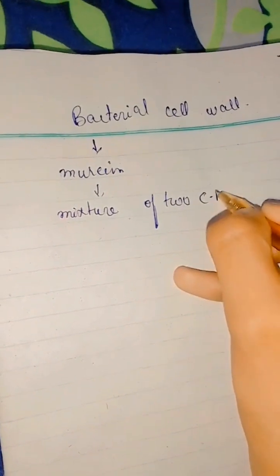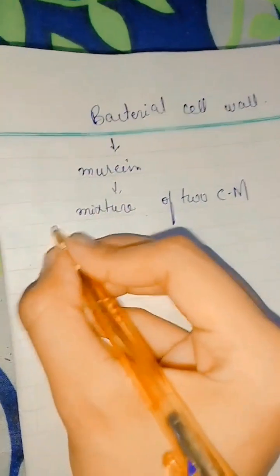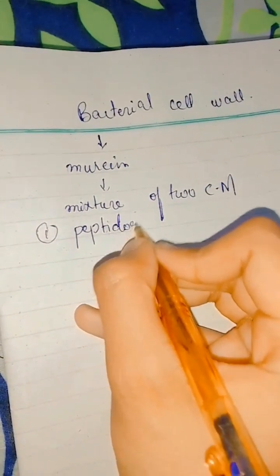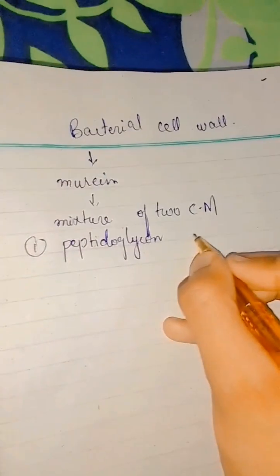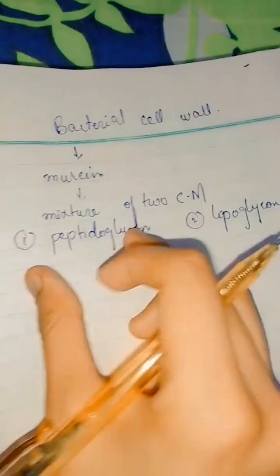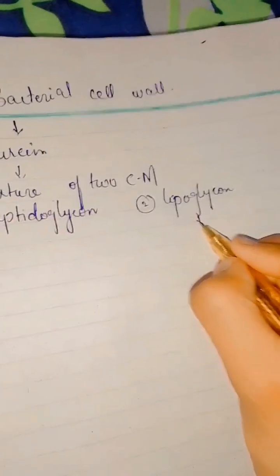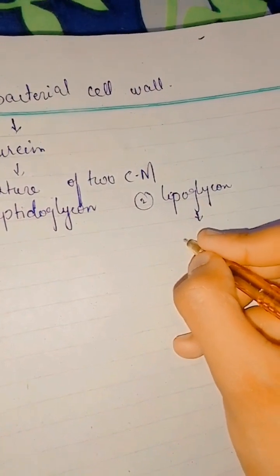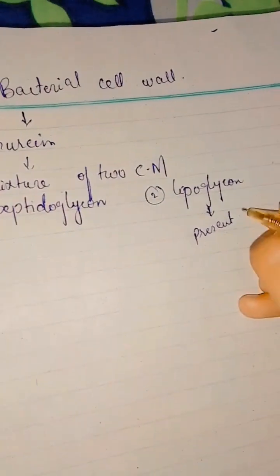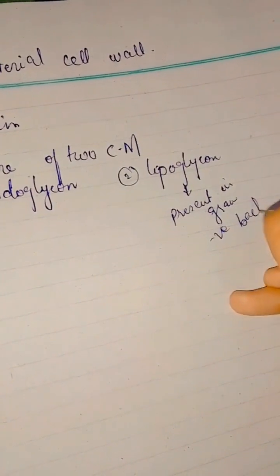two conjugated molecules. Which are the two conjugated molecules? First is peptidoglycan and second is lipoglycan. We'll be discussing the structure of peptidoglycan, but lipoglycan is present in gram-negative bacteria. Both are conjugated molecules. We'll be discussing what is gram positive and what is gram negative.